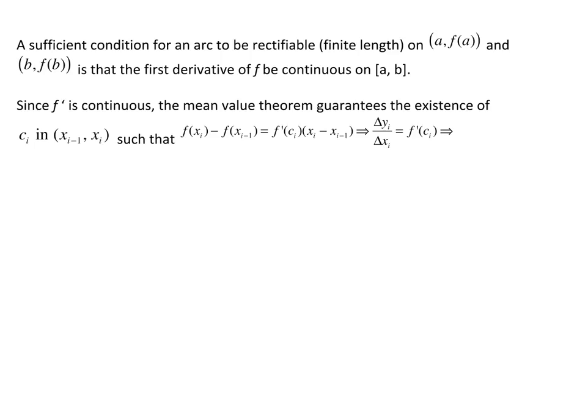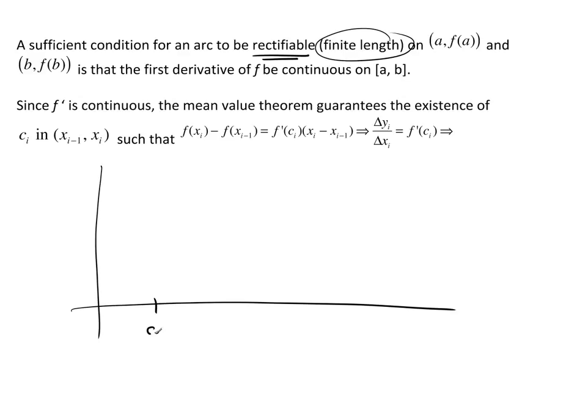A sufficient condition for an arc length to be rectifiable, where rectifiable simply means that it has finite length, on a, f of a to b, f of b. Just notation-wise, let's make sure that we know what we're talking about here. Say here's a to b, and let's say I have a curve that looks something like this. I'm trying to figure out how long this is.